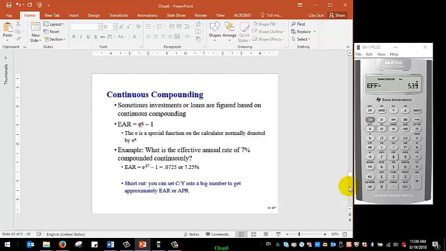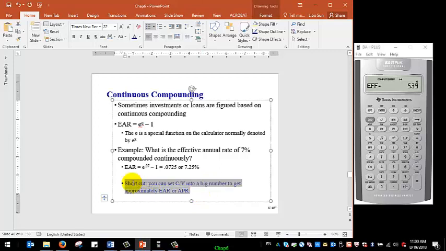Sometimes investors are assuming continuous compounding, non-stop compounding. So in this case, we will use natural e or log to find out APR or EAR. A shortcut, if you are using a financial calculator, is to set the compound frequency to a very big number, like 99999. That will do the trick.